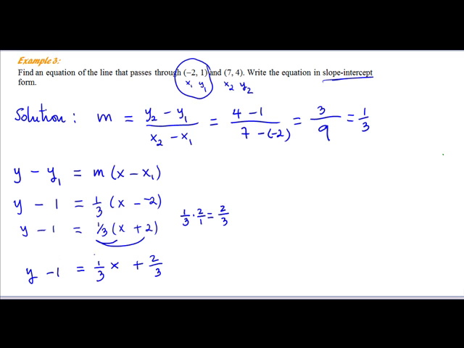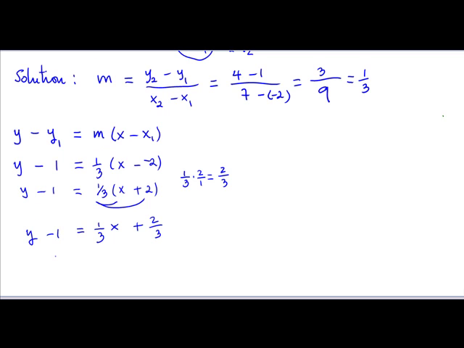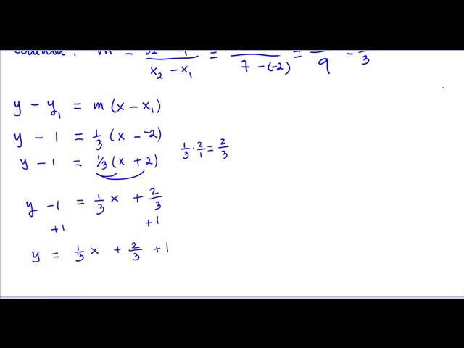And then to solve for y, add 1 to both sides. So plus 1 both sides. We got y equal to 1/3 x plus 2 over 3 plus 1. So let's simplify that. These two numbers here, we can simplify.